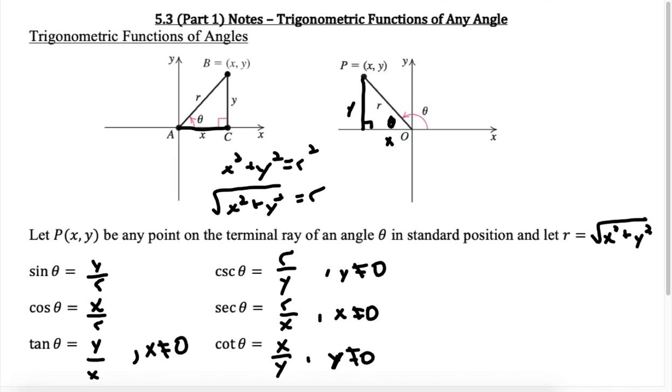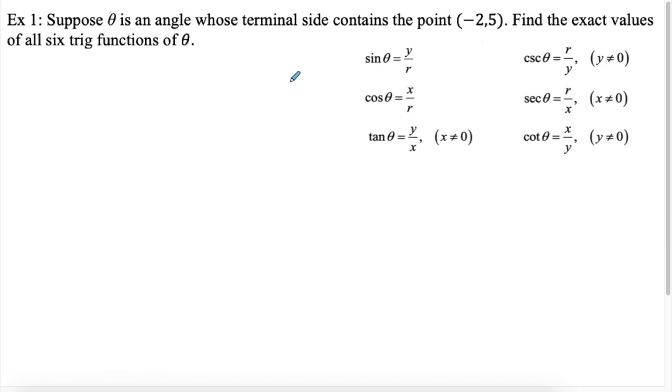All right. So in our first example, let's say that theta is an angle whose terminal side contains the point -2, 5. Find the exact values of all 6 trig functions. So based on what we just talked about, we could do this without even drawing a picture. But I think it's usually best to draw a picture. So the point -2, 5 would be like right here.